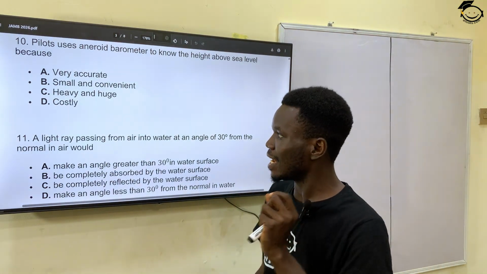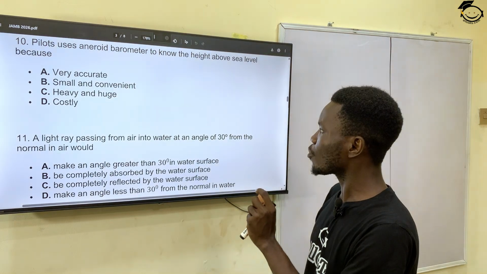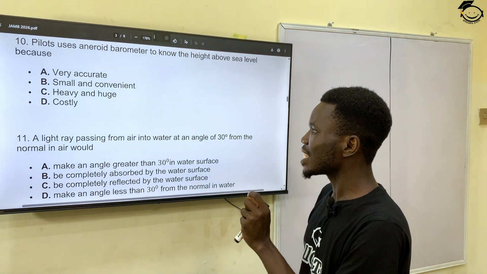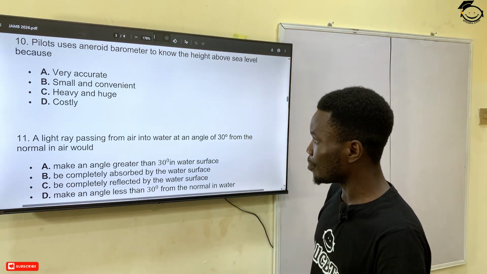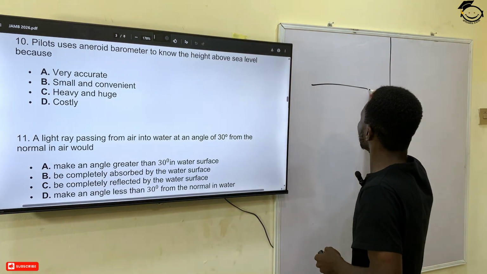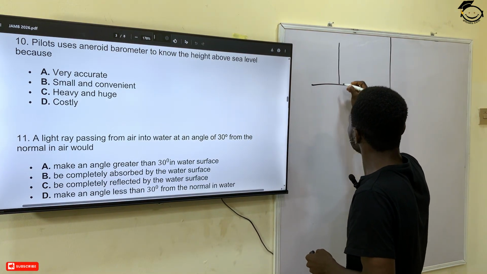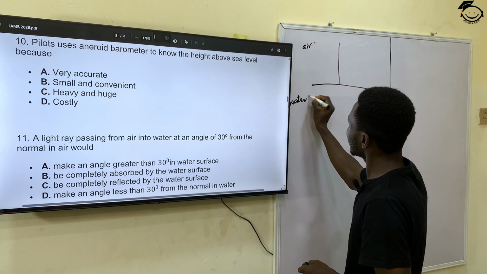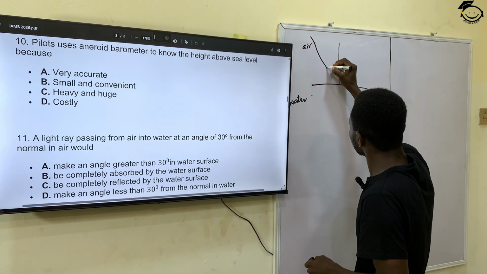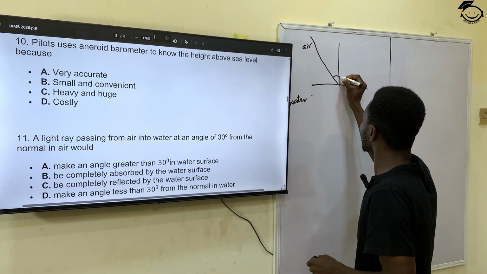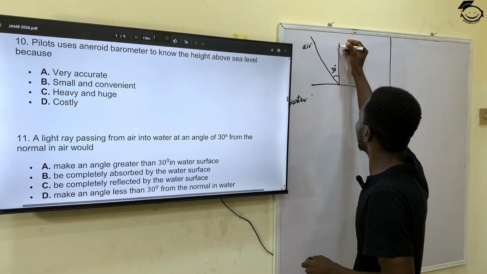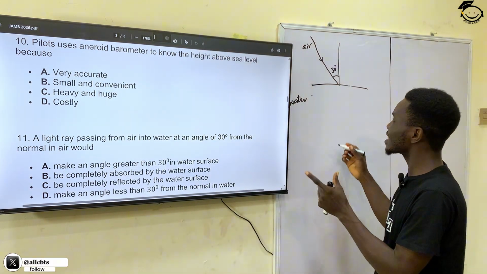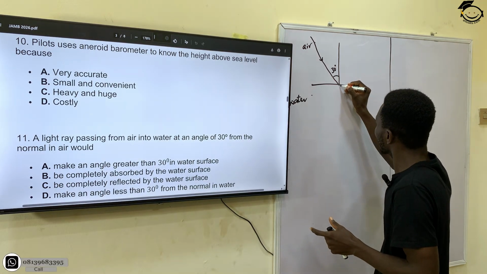So question number 11 says, a light ray passing from air into water at an angle of 30 degrees from the normal in air would dash. What do they mean? We've talked about refraction. So if I have a normal, let's say this is air, and this is water. And a ray of light travels at 30 degrees to the normal. So I have 30 degrees here. This is my normal ray. So I have my incident ray coming this way. So they are now asking what will happen to this ray of light while it is inside the water. So this is still my normal.